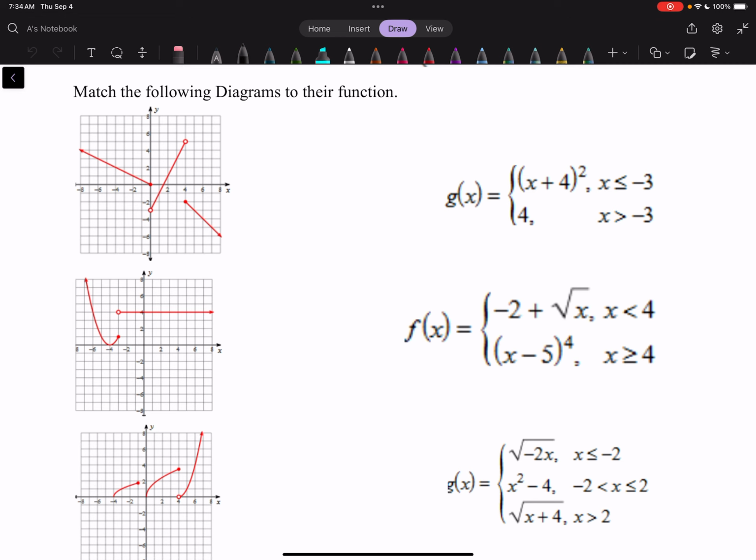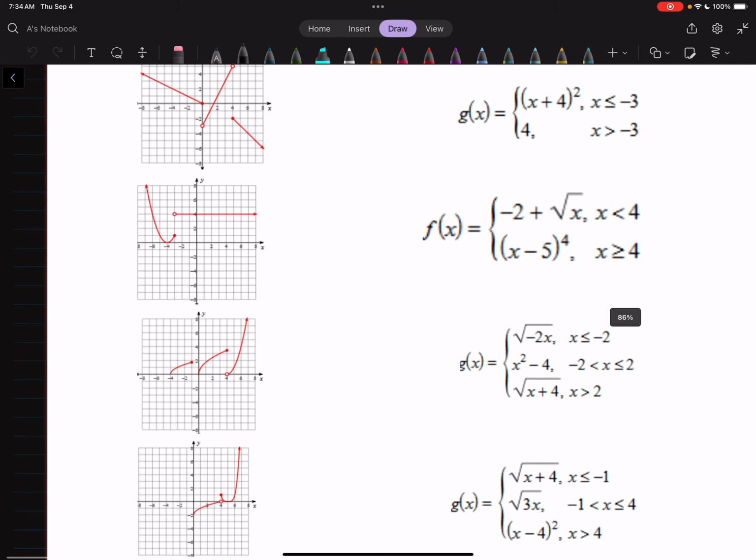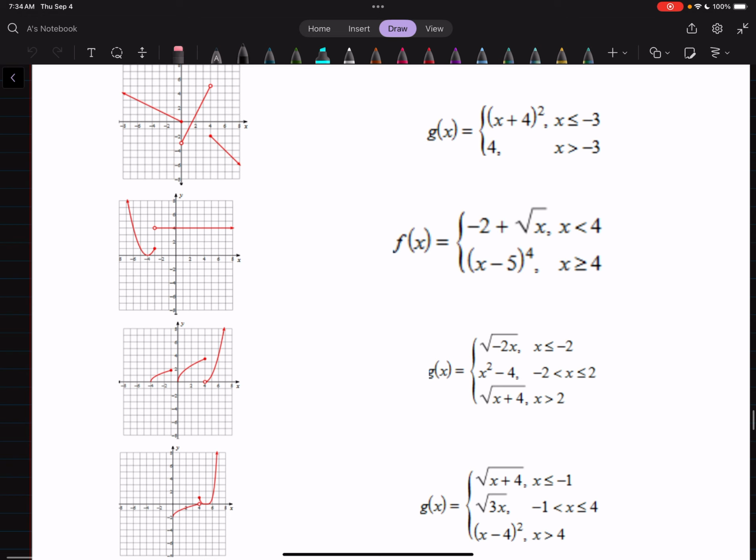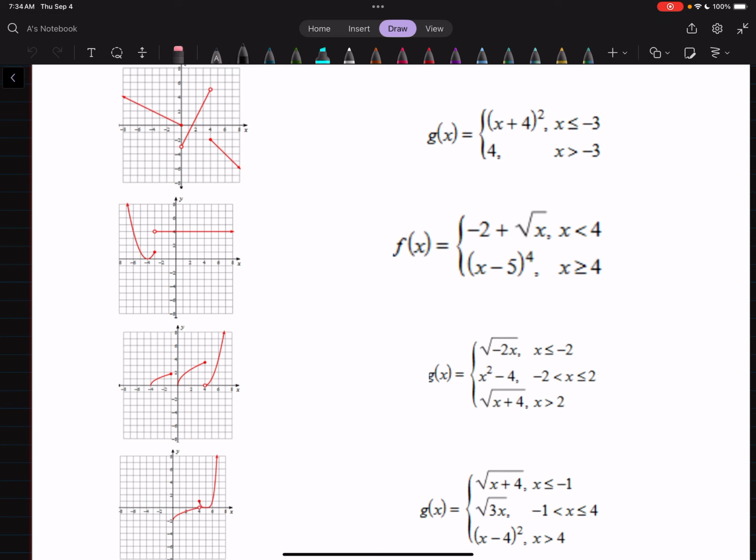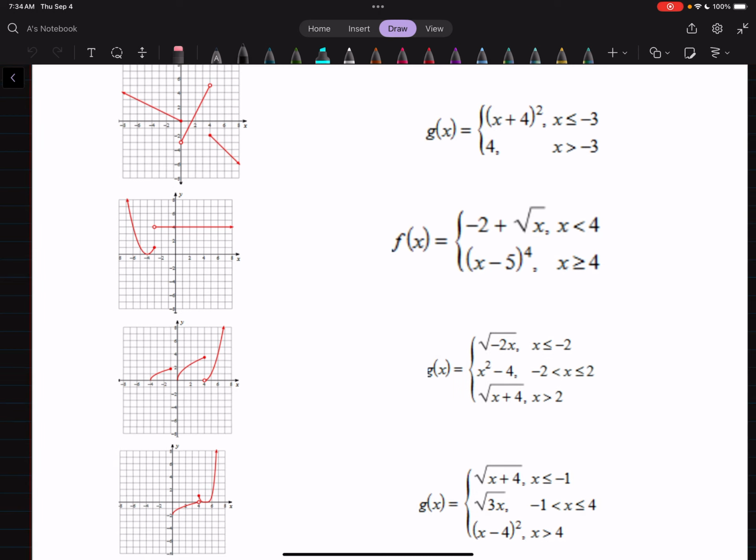Match the following diagrams to their function. As a sort of introduction into writing a function, let's identify what graph goes to which function. The first one says (x+4)^2. So I'm going to make a little side note here. This is left 4 for a quadratic, where x is less than or equal to negative 3. I'm also going to be looking for a less than or equal to negative 3.